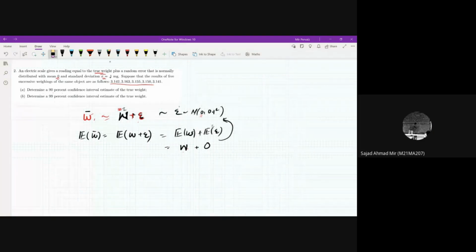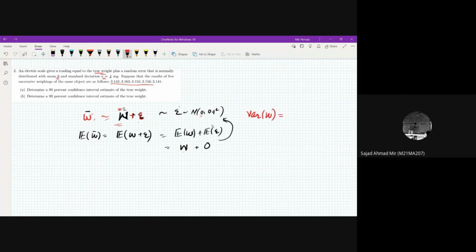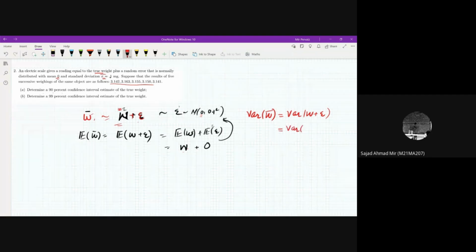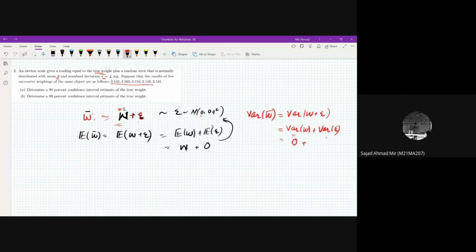Now due to this addition, we also know the standard deviation or the variance of W bar. What will be the variance of W bar? It will be the variance of W plus epsilon, right? So can I say that this is the variance of W plus the variance of epsilon? What will be the variance of W? Because it is a constant quantity, this will be 0, and this will be the variance of epsilon, that is already given as 0.1 square.